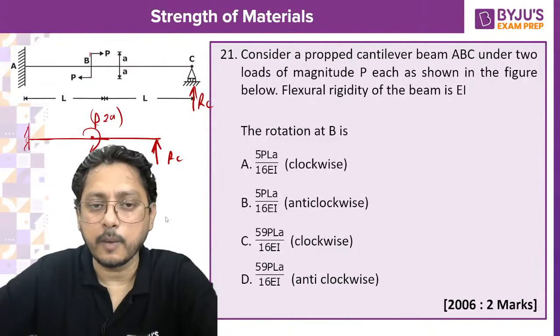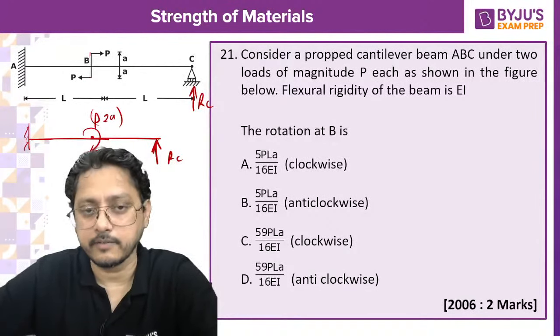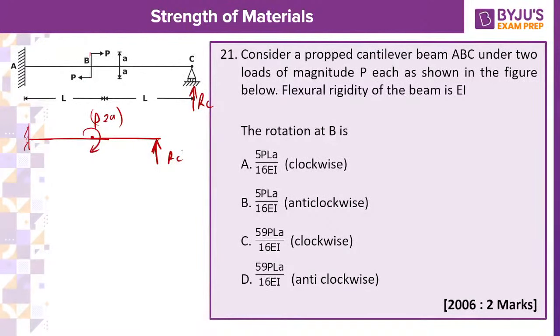So just apply the compatibility condition, the deflection at C. You know that it is a support, so no deflection will be there at C. So due to the moment P into 2A, split it in two parts. I'll just remove this one. Calculate what is the downward deflection you will be getting due to the moment.